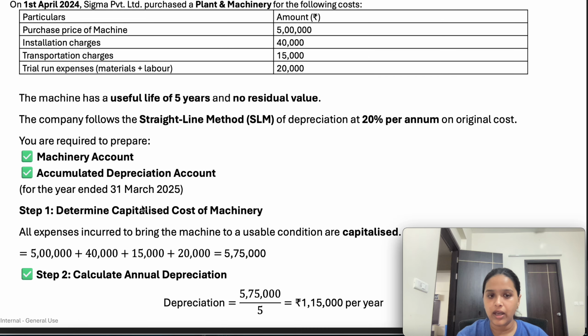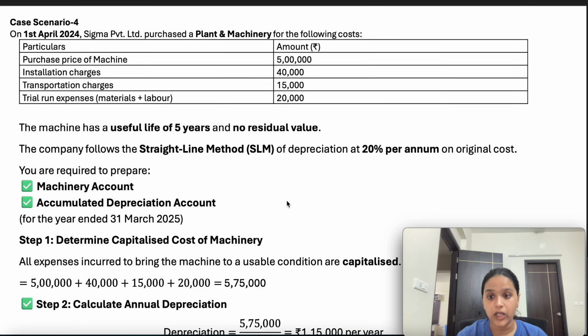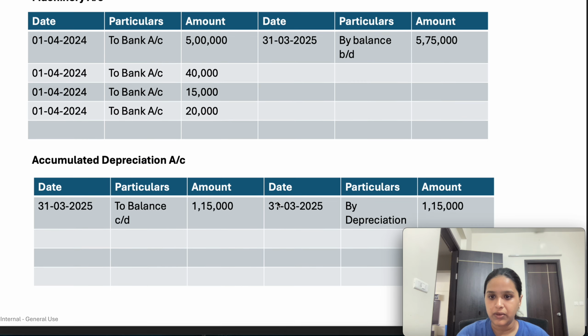And they also asked us to prepare the accumulated depreciation account. Whenever you have a depreciation, it will reduce the machine asset value. Asset has a debit balance. So for reducing the asset balance, we prepare an accumulated depreciation account. So accumulated depreciation account will be a credit balance. And the journal entry for this depreciation is depreciation account debit to accumulated depreciation. So 1,15,000 we have to charge to the credit side.